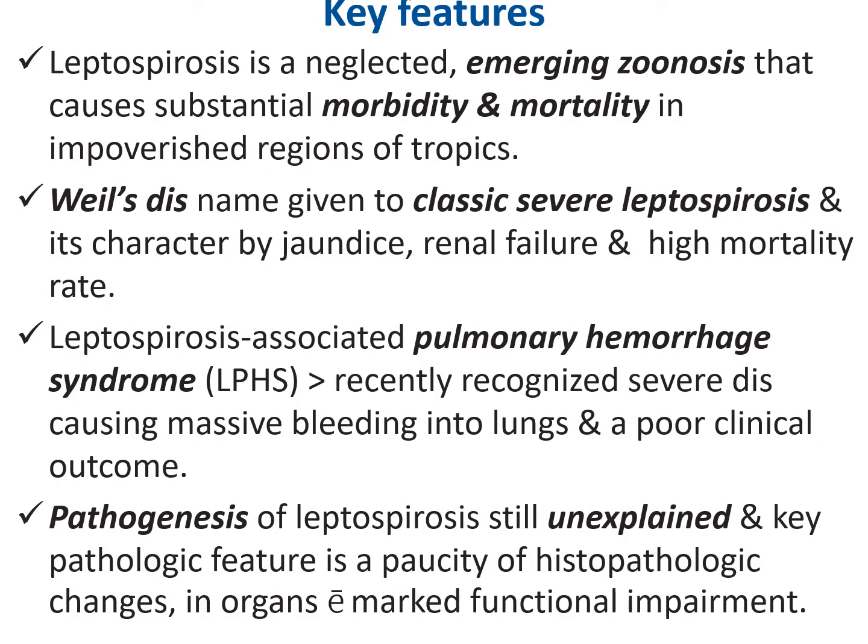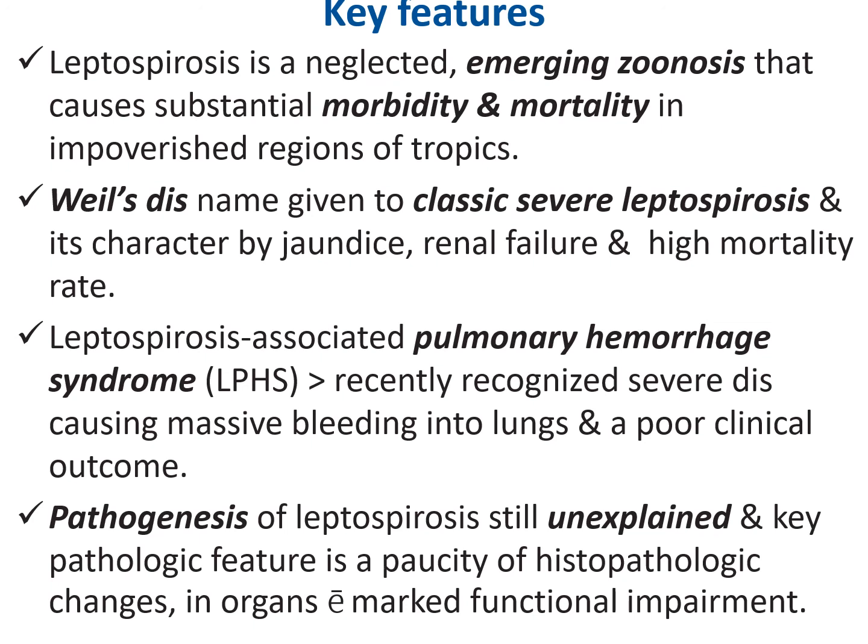These are some key features of the disease. I put it at the end to summarize the subject for you. It is one of the emerging zoonoses. We will give a lecture at the end about what emerging diseases are, emerging zoonoses that cause substantial morbidity and mortality. Weil's disease is the name given to classic severe leptospirosis.